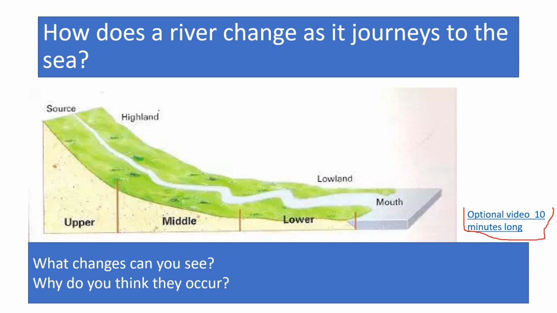A couple of changes that you can't see here, but you might have thought about, is that rivers become faster as they go downstream, and they also tend to carry more rocks and load with them as they go downstream. They also become deeper.